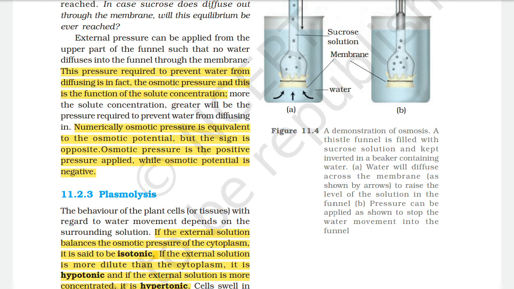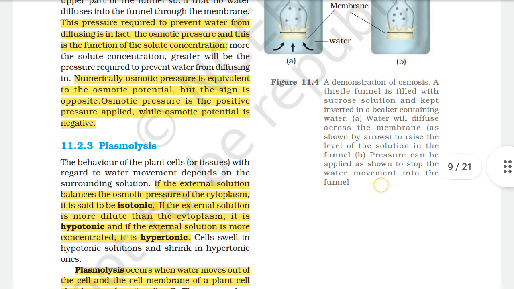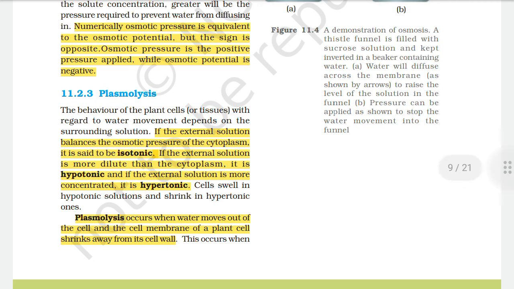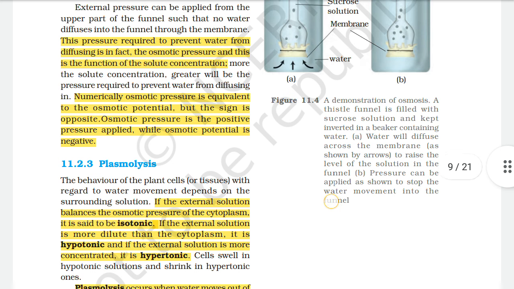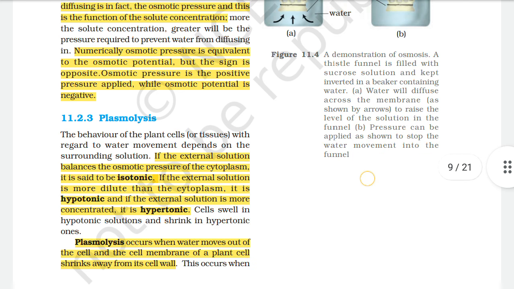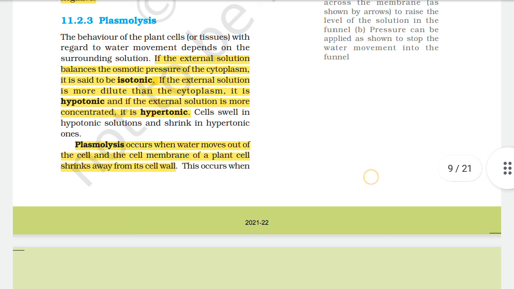It is only the osmotic pressure, and this osmotic pressure is directly proportional to solute concentration. Okay. So osmotic pressure is a positive value. See here, it is written also, osmotic pressure is a positive value but osmotic potential is negative. So osmotic potential is just like solute potential, nothing but solute potential, and osmotic pressure is just like pressure potential. Okay. So that's the last topic. No, not the last. It is plasmolysis.